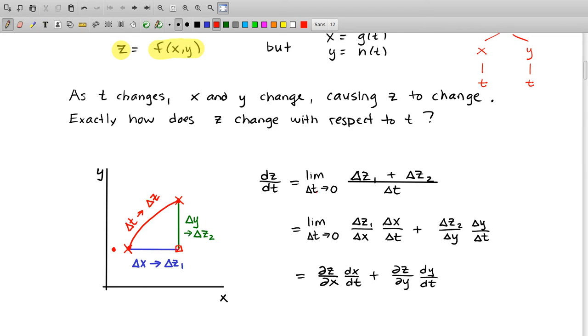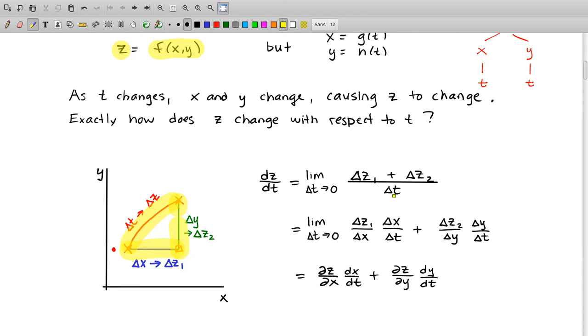Then what is the total change in z? This change in z along this path is going to be equal to the change in z along this path plus the change in z along this path, assuming the function is continuous. And so we can write that. We can say the total change in z is delta z1 plus delta z2, all divided by delta t, will be our approximation of dz dt.